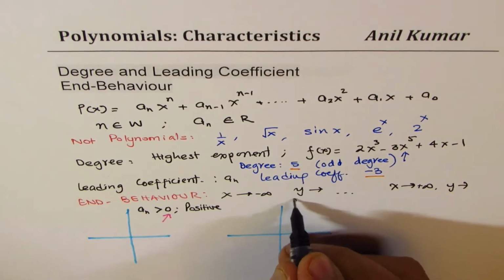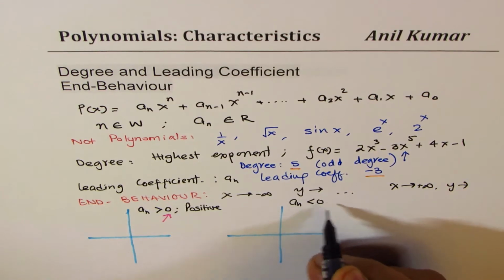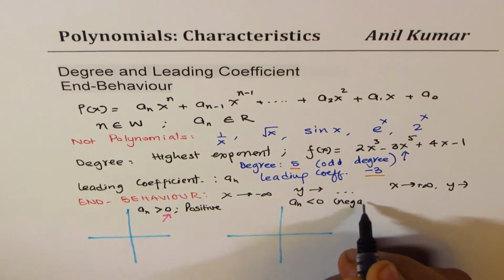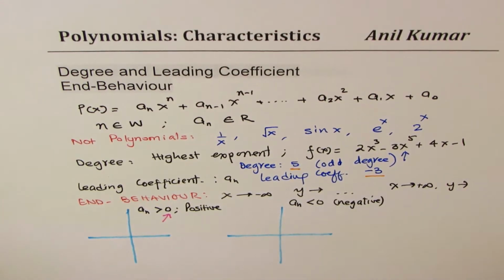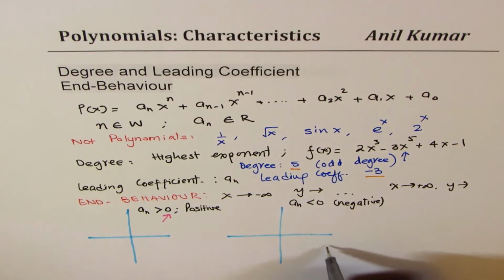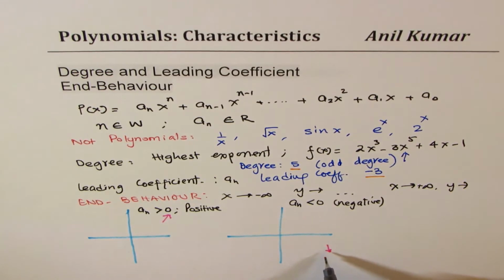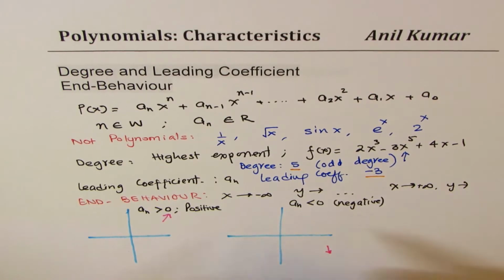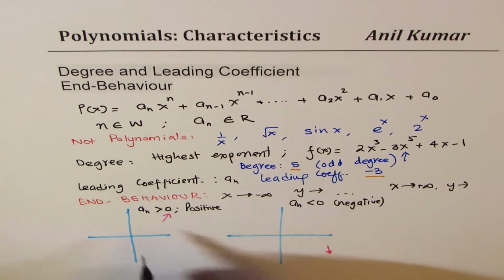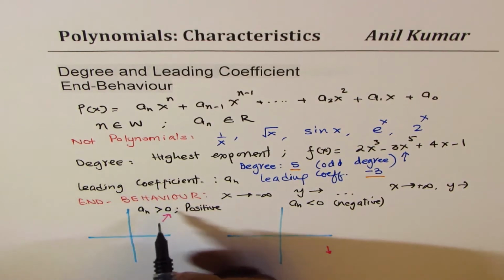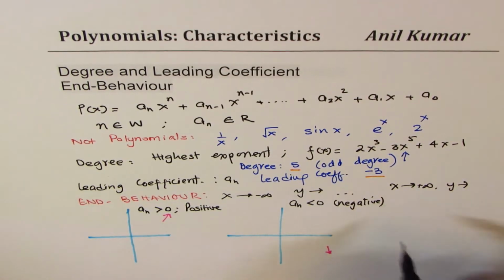If the leading coefficient an is less than 0, or negative, then the right side will be down. So the graph of the polynomial will have the right side going downwards. So that is one part which you have to look into. The second condition which we look into is the degree, right? If degree is even, so let me write down here.